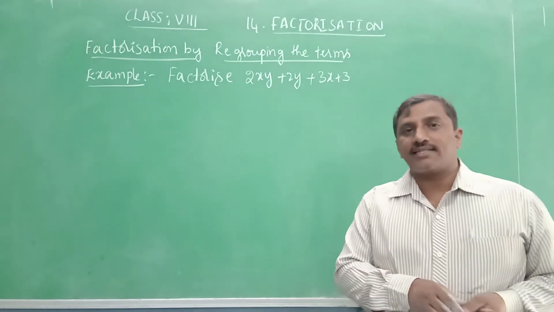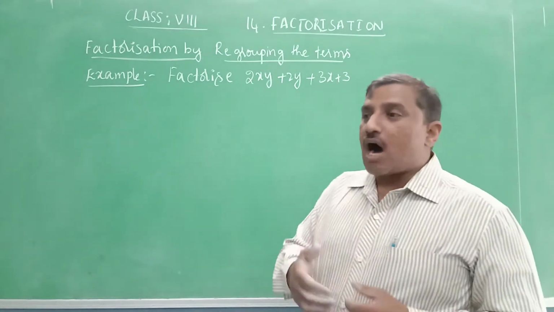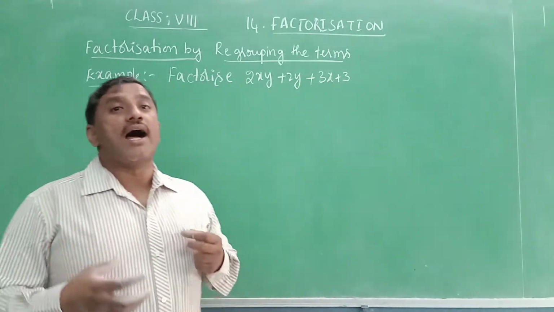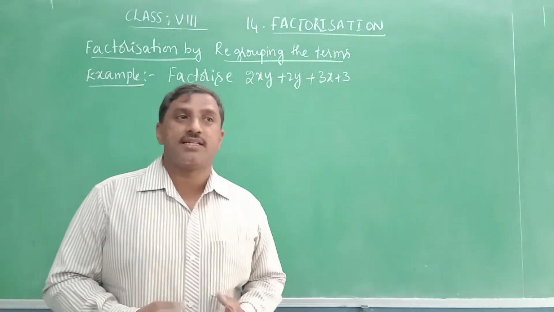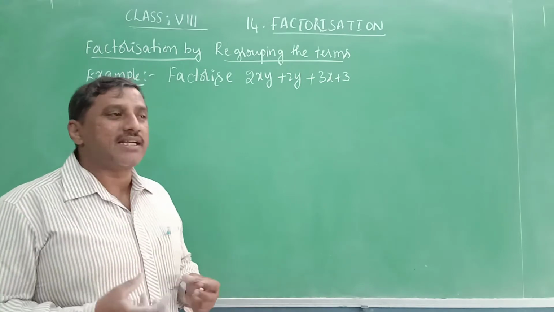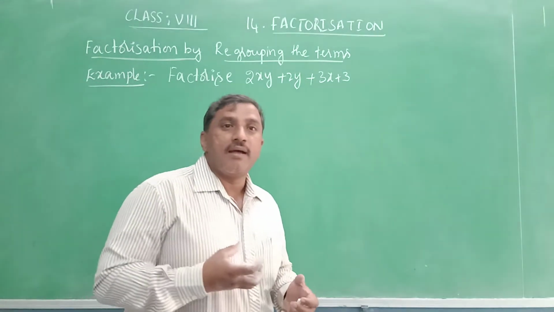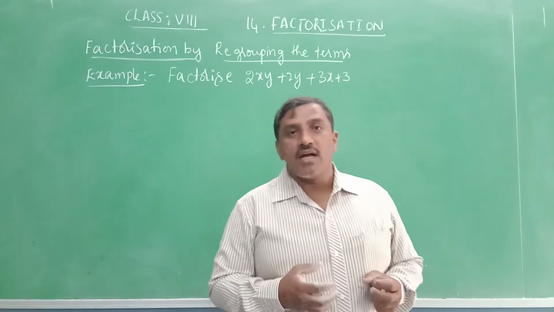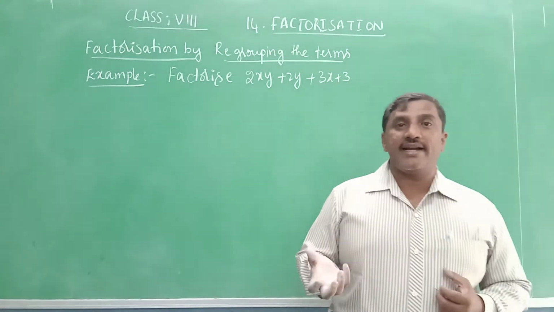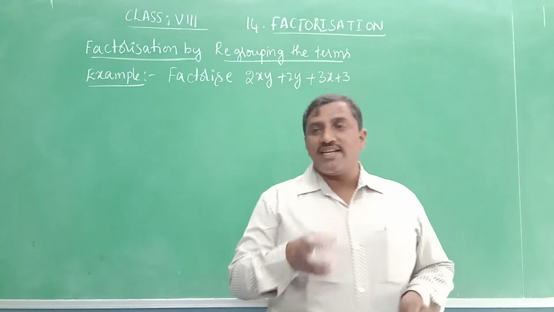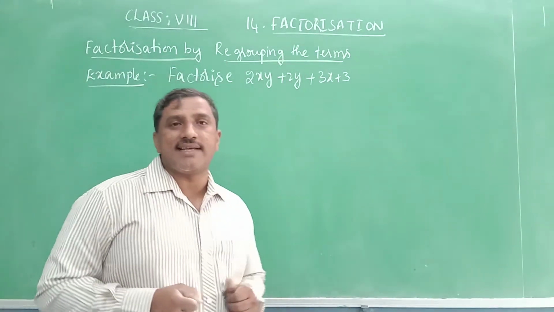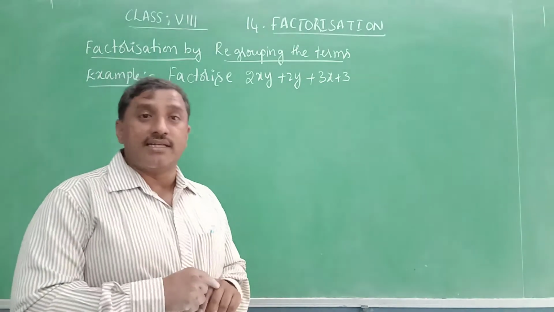In the first session we discussed how to find the factors for the terms and for the algebraic expressions. And we know that there are three methods: by the method of common factors, by regrouping the terms, and using algebraic identities. In the previous class we discussed the method of common factors. Now we will discuss in this class regrouping the terms.